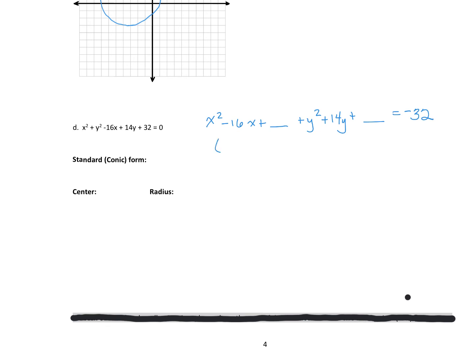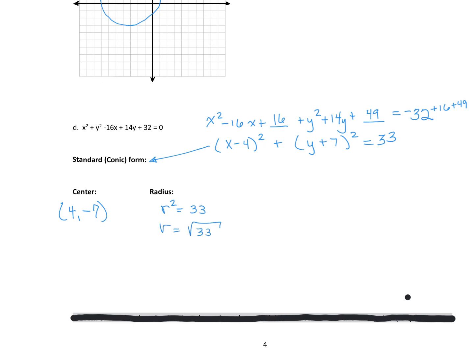Half of negative 16 is negative 8, squared is 64. Half of 14 is 7, squared is 49. We now have (x - 4)^2 + (y + 7)^2 = 33. So this is our standard or conic form. Our center is positive 4, negative 7, and our radius, since r^2 is 33, is the square root of 33. That concludes this video on the circle.